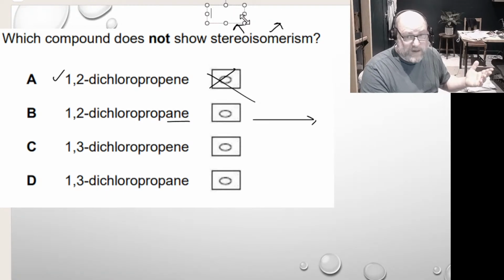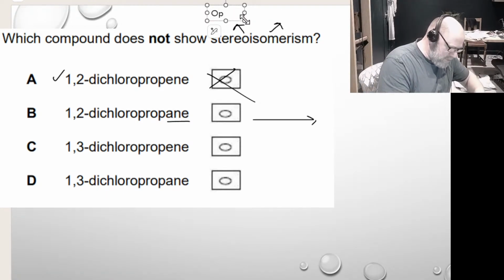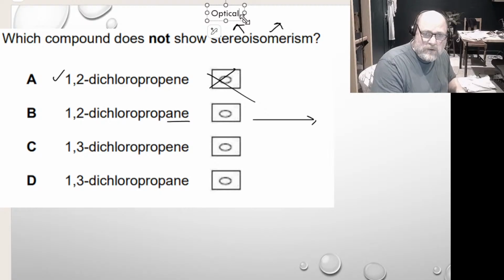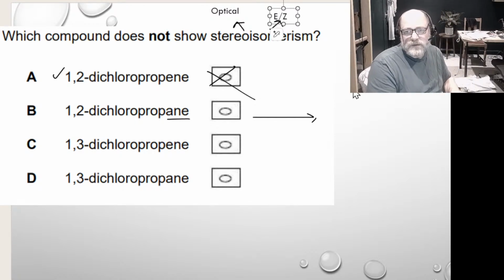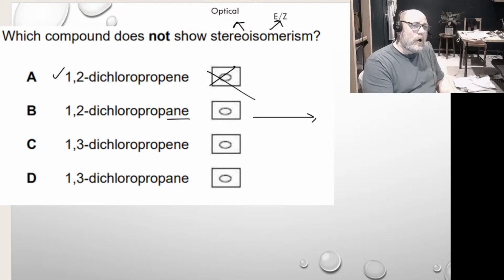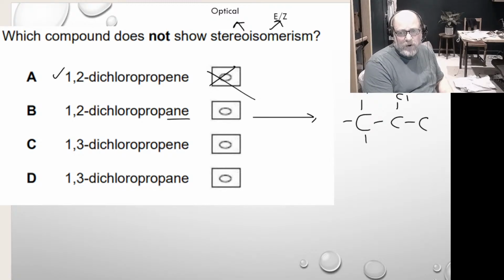This is an A2 question. Have you guys done optical isomers? Stereoisomers can be optical or EZ. Optical isomers are slightly different. They're the mirror image ones. And this one is going to be able to do a mirror image. So if I go 1, 2, 3, 1,2-dichloropropane, this one is going to be able to be an optical isomer.